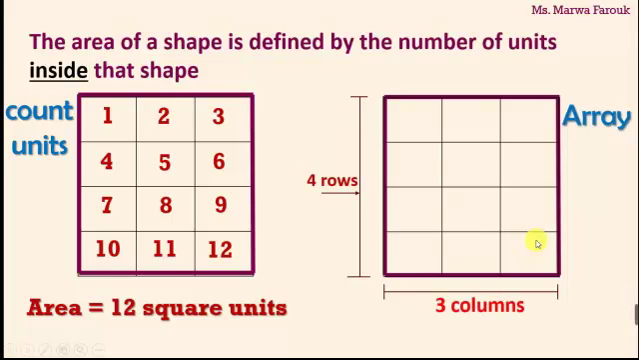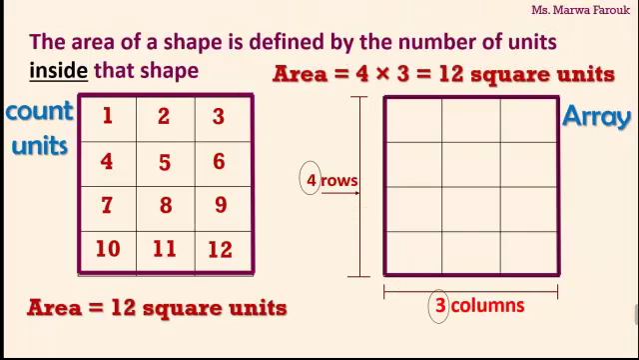I have 3 columns. And all I'm going to do to find the area of this array or this shape is multiply the number of rows by the number of columns. So the area here will be 4 times 3. 4 is the number of rows and 3 is the number of columns. 4 times 3 equals 12. So the area here is 12 square units. We got the same answer. Here 12 and here 12. So by using counting or by using an array and multiplying the number of rows and number of columns, I will get the same answer.